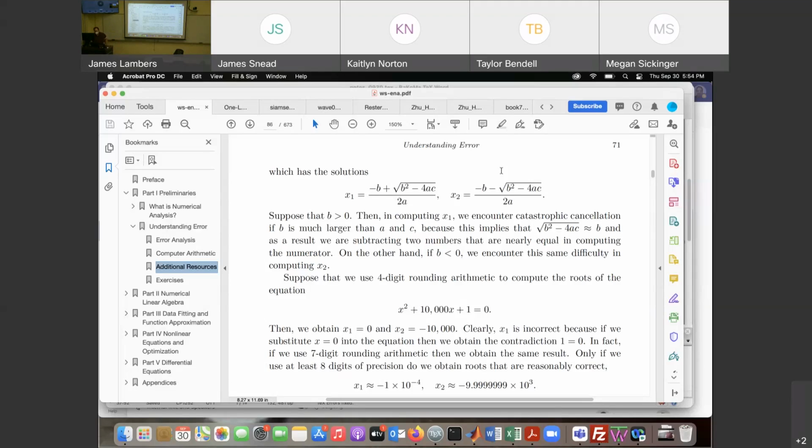All right. So a practical code for computing roots of a quadratic equation would not simply go ahead with the quadratic formula. It would actually have an if statement based on the sign of b in terms of which quadratic formula to use for which root.